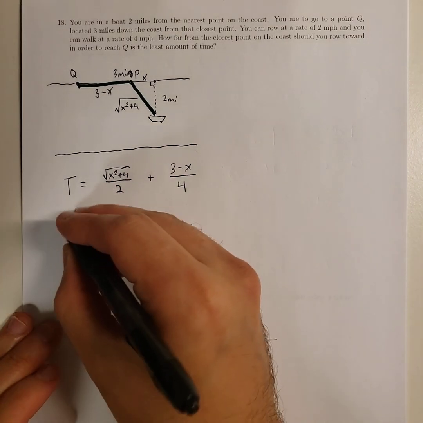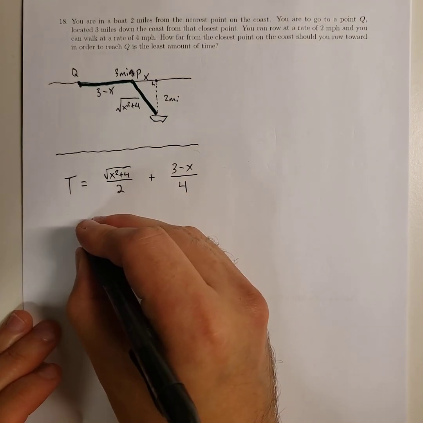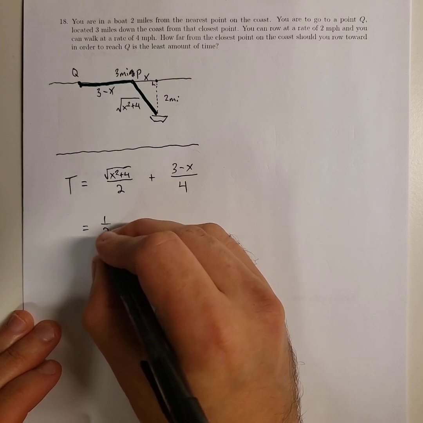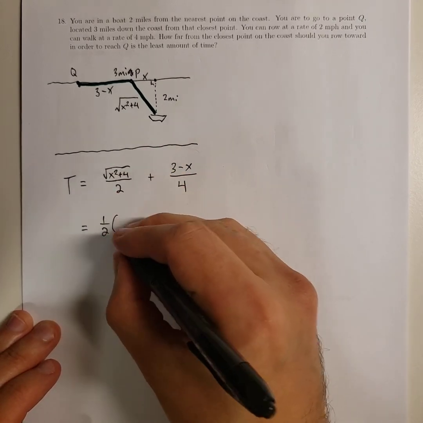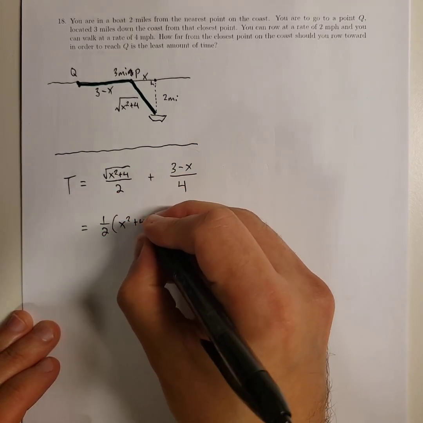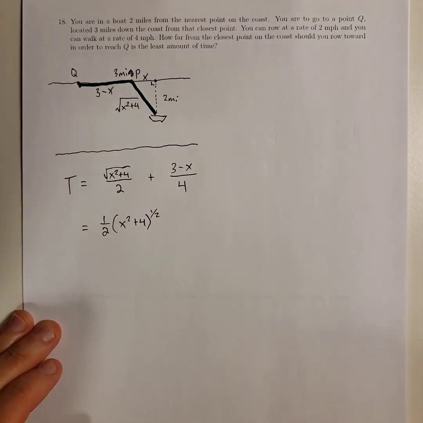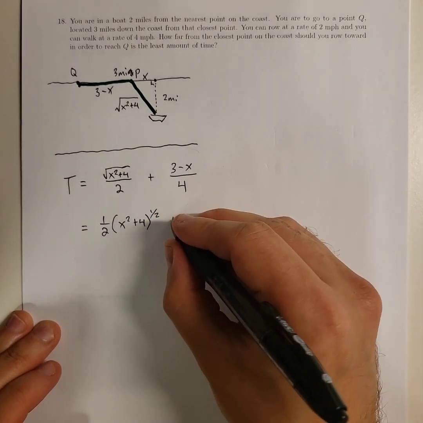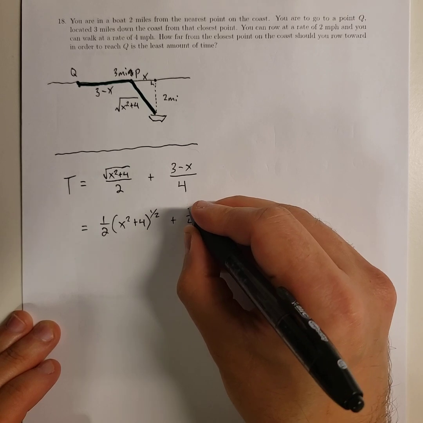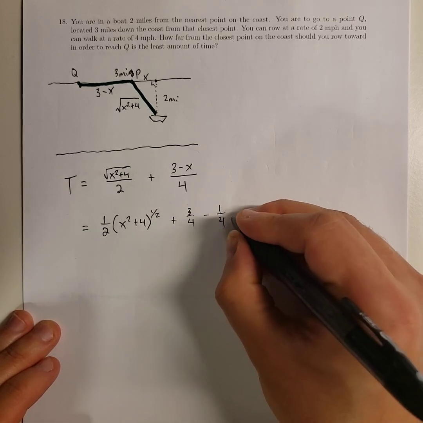Let's simplify a little bit. Dividing by 2, that's the same as multiplying by 1/2, so 1/2. And then we'll write this as a fractional exponent since we want to take the derivative. Plus 3/5 and then minus 1/5 x.